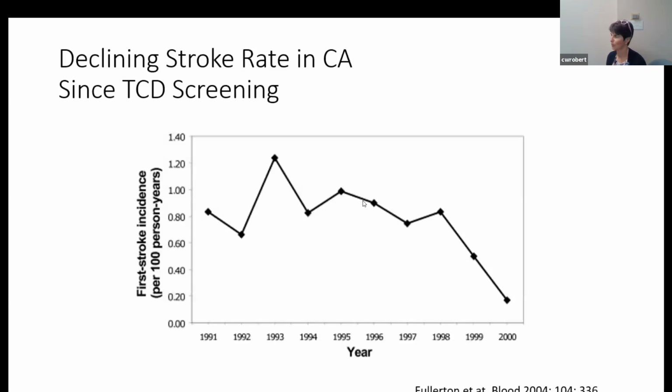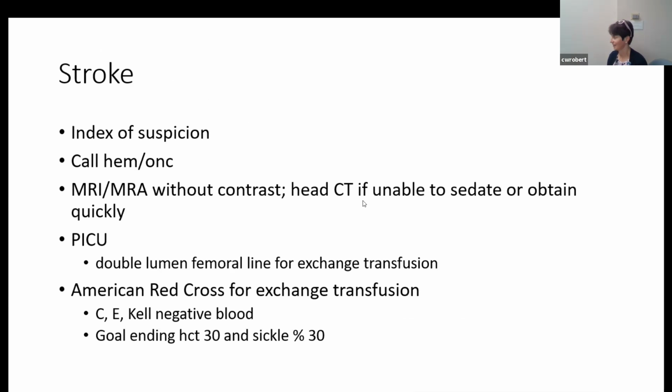But we don't see that much anymore, because now we do TCDs, or transcranial Doppler ultrasounds, to see who's at risk. Across the country, we've seen a decline in strokes since we started doing TCDs back around 2000 or so. But it can still happen, because some patients don't comply with their TCDs, or some patients have had abnormal TCDs and the parents refuse transfusions, which would be the treatment for an abnormal TCD. So they come in with a stroke.